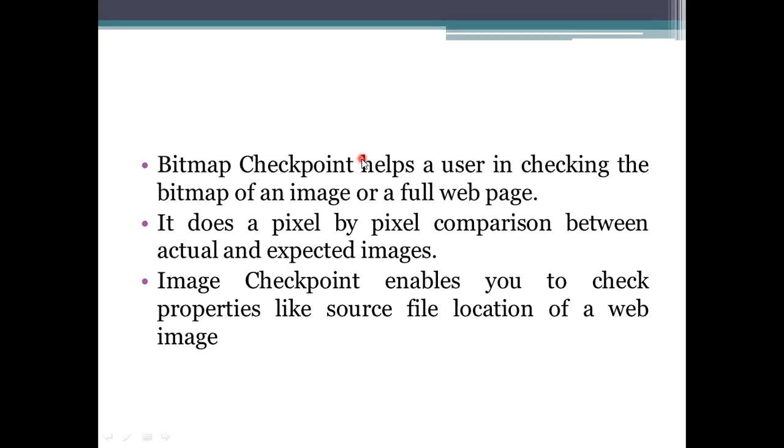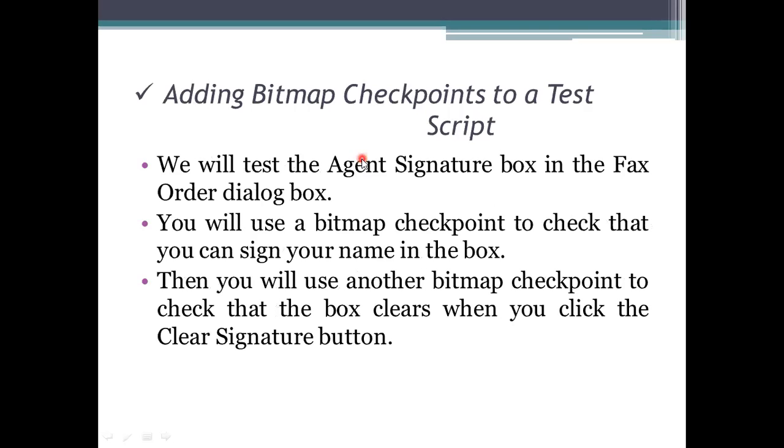And coming to the implementation part, how I am going to add this to the test script, first we are taking the example, that is the agent signature box. This may be done by HP QuickTest Professional, which can be used with the rapid test script wizard. It is being used for the processing there. So if you are done with the signature, what you have to do is clear that one. You use another bitmap for the processing there.